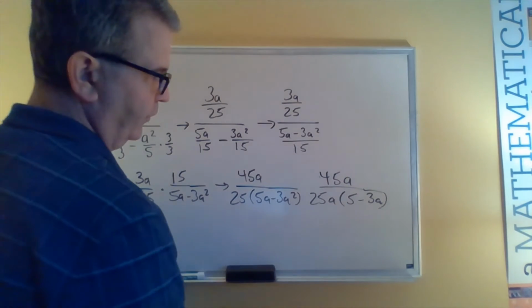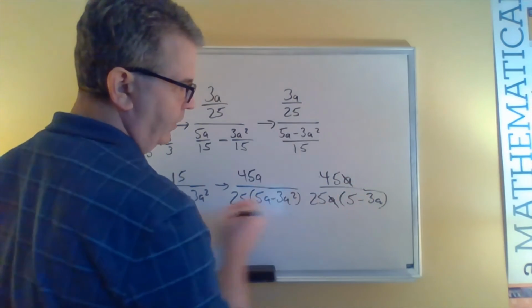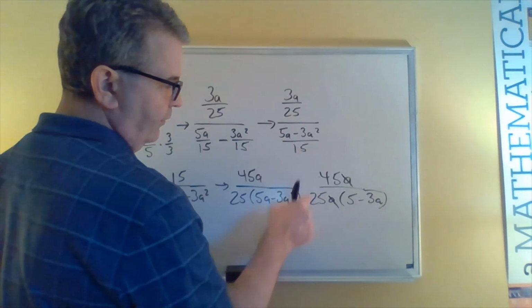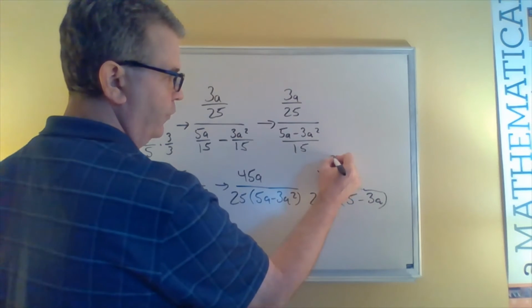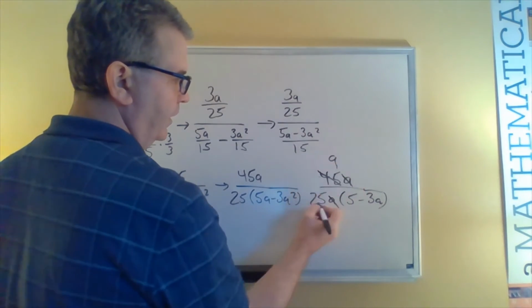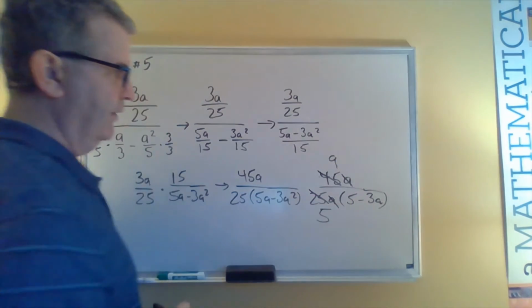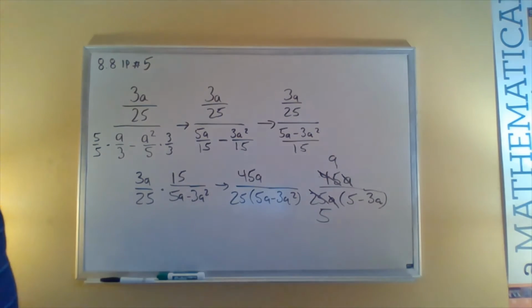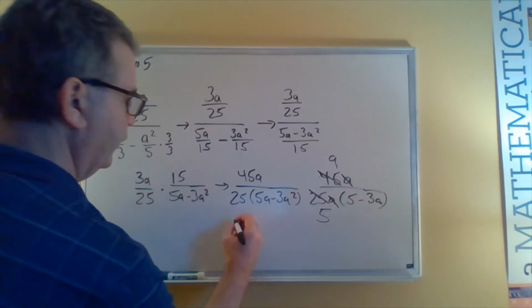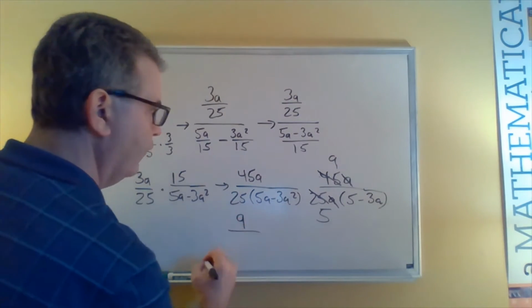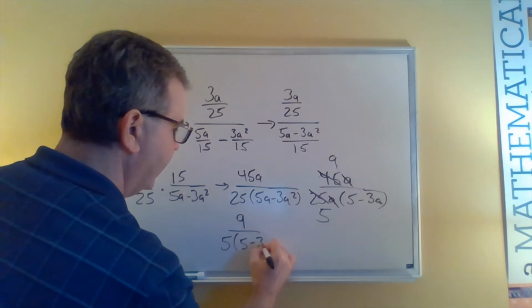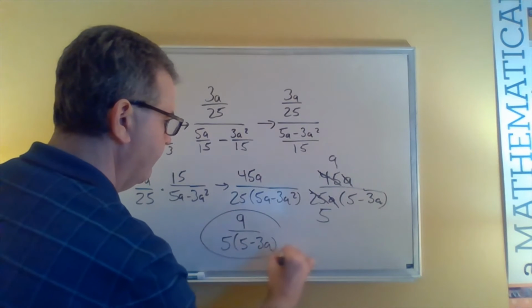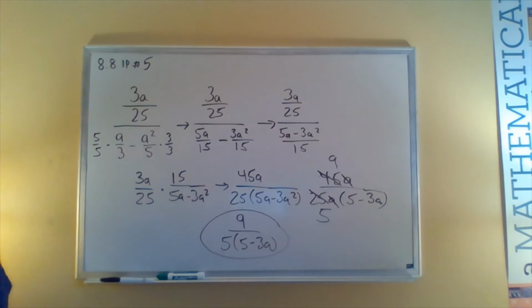Now I can start simplifying. I have an a on the top and the bottom I can get rid of. I have a common factor of 5 in 45 and 25. 5 goes into 45 9 times, and it goes into 25 5 times. And it looks like that's as far as I can go. So I'm going to have 9 over 5 times 5 minus 3a. And there's my answer for number 5.